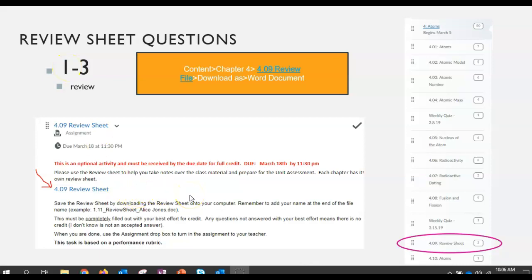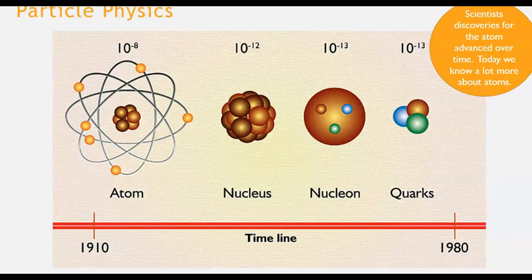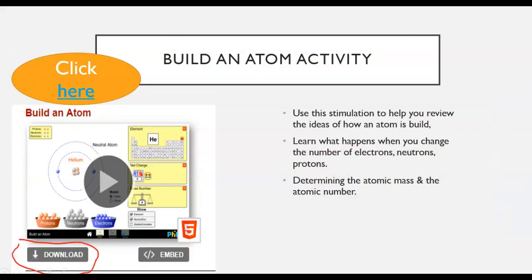We have been collecting this information on our review sheet to help us prepare for the assessment and also this activity. We also had that simulation where we built an atom. We talked about what happens when you change the number of electrons, neutrons, and protons, along with calculating the atomic mass and the atomic number. So please go in and review that information before you enter in to take the quiz for the 4.05.